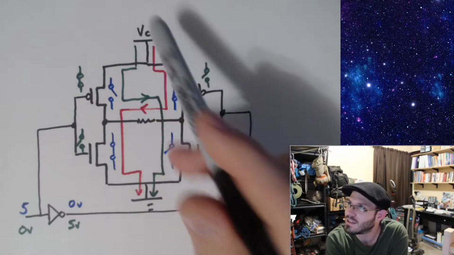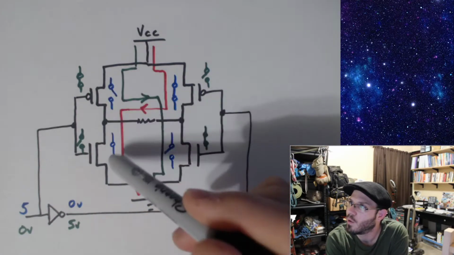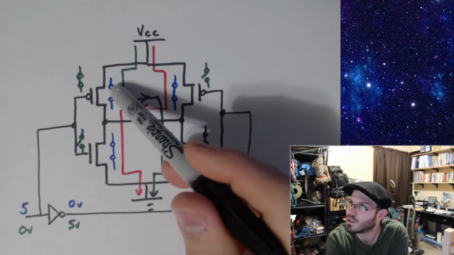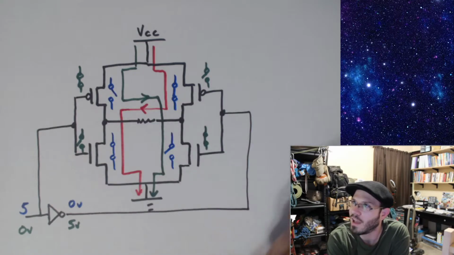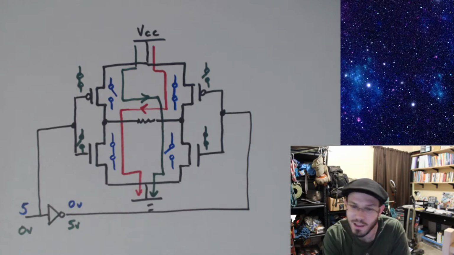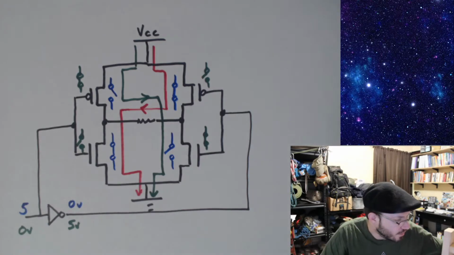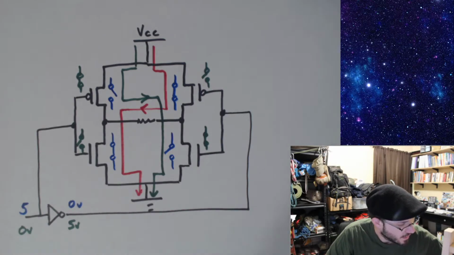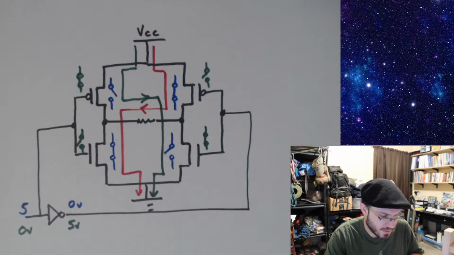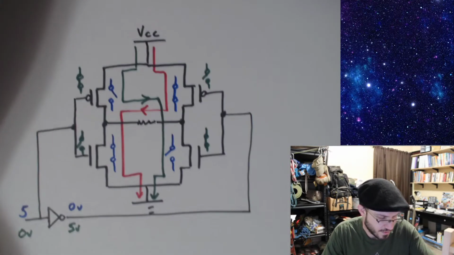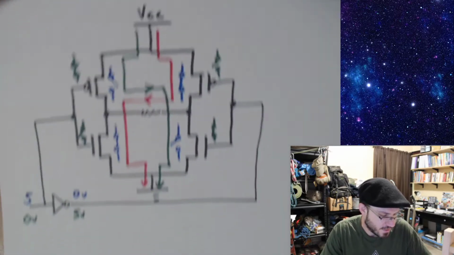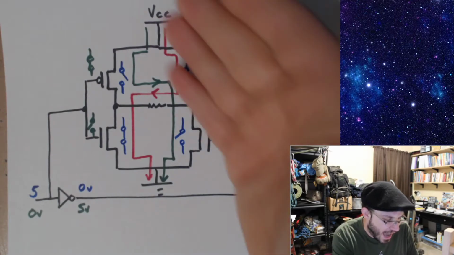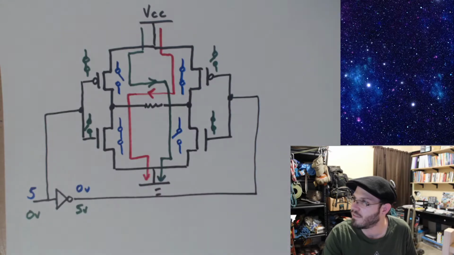So this circuit, arranging it such that you can turn the top side on and off, ends up becoming incredibly valuable. Let me show you. This is, if we have half of an H-bridge, we have a half H-bridge.